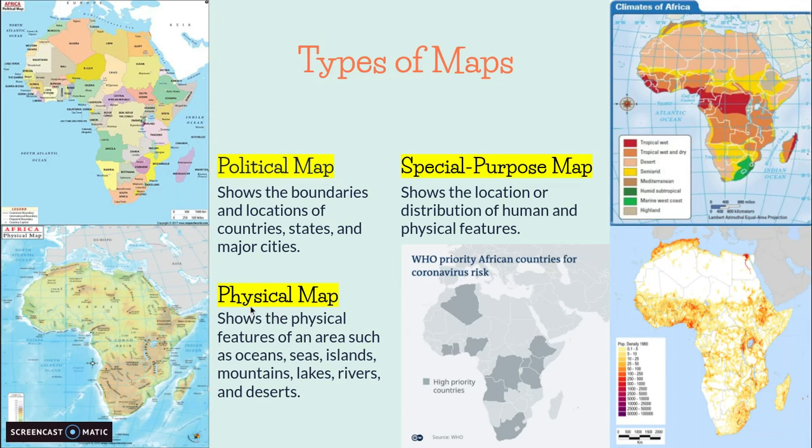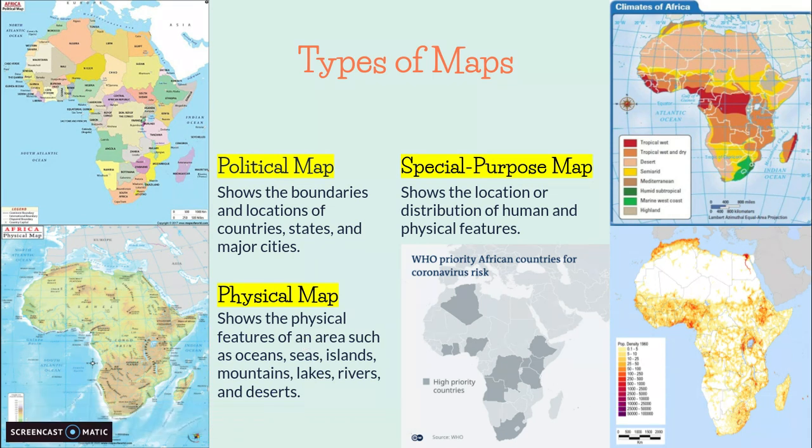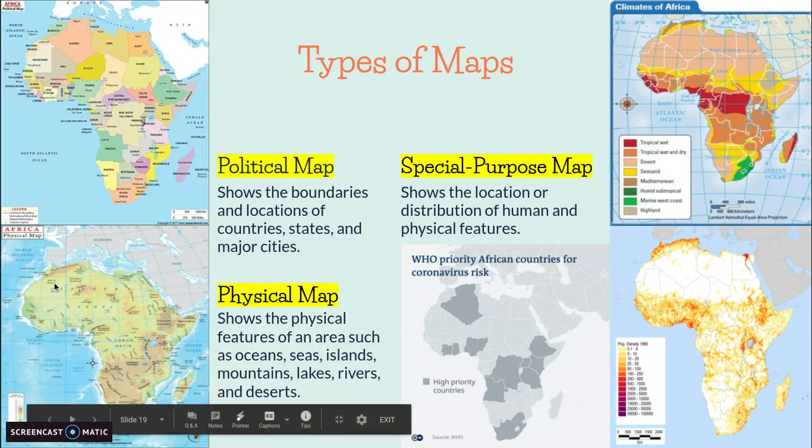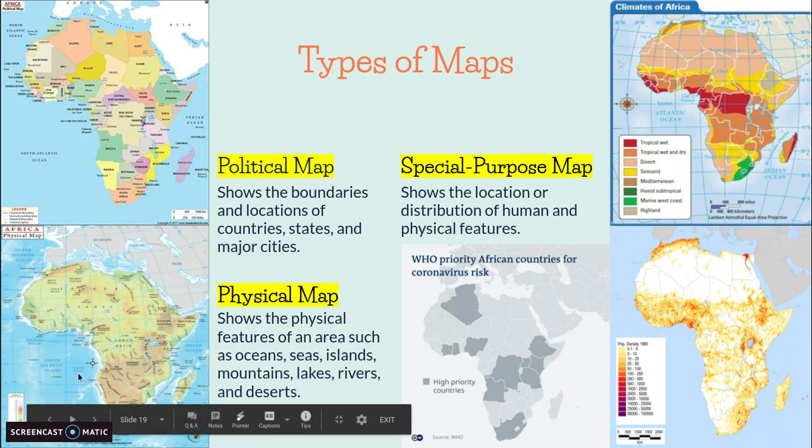The next type of map is a physical map. A physical map shows the physical features of an area, such as oceans, seas, islands, mountains, lakes, rivers, and deserts. So if you look again at this map of the continent of Africa, you see that the oceans are more detailed with dark blue and light blue. It shows the deepness of the ocean. The darker the blue, the deeper the ocean.